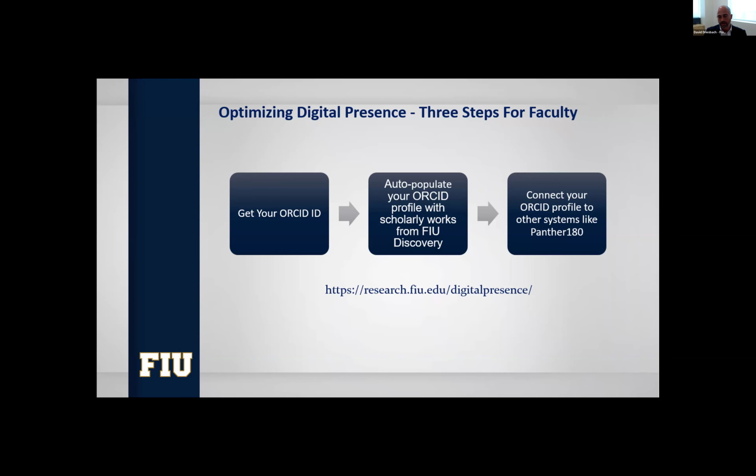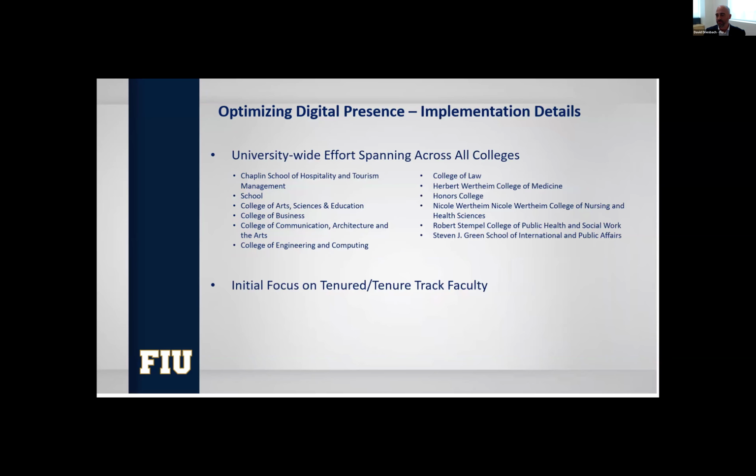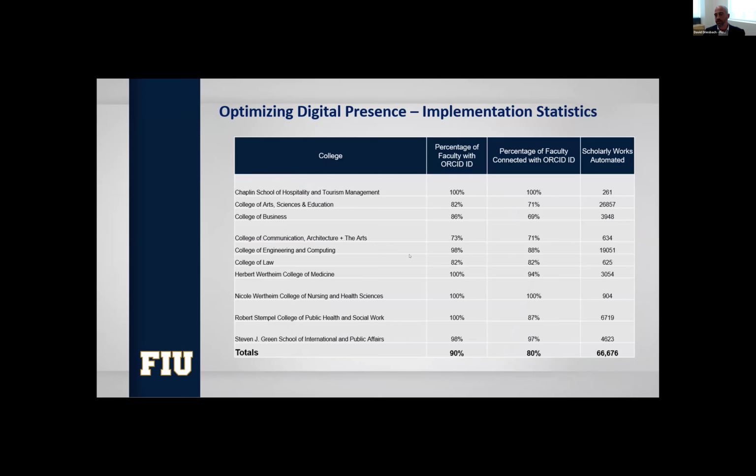And so as she mentioned, we created 3 basic steps. Originally I had maybe 50 steps, and then we narrowed it down to 3. And that's the value of working with faculty directly in these projects, right? We've spanned all of our colleges. As she mentioned, we focused initially on tenured and tenure track faculty. Although our ecosystem of information is broader than that, our prioritization was on the tenured and tenure track faculty, at least initially. And here are some of the statistics we have.